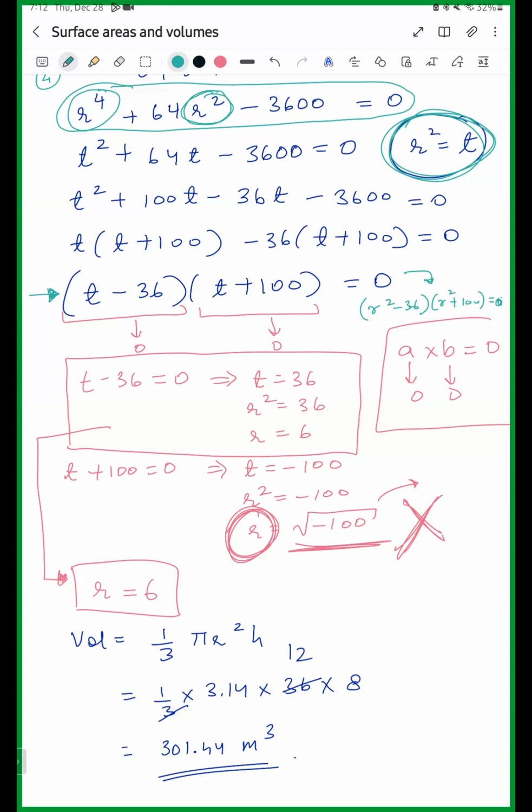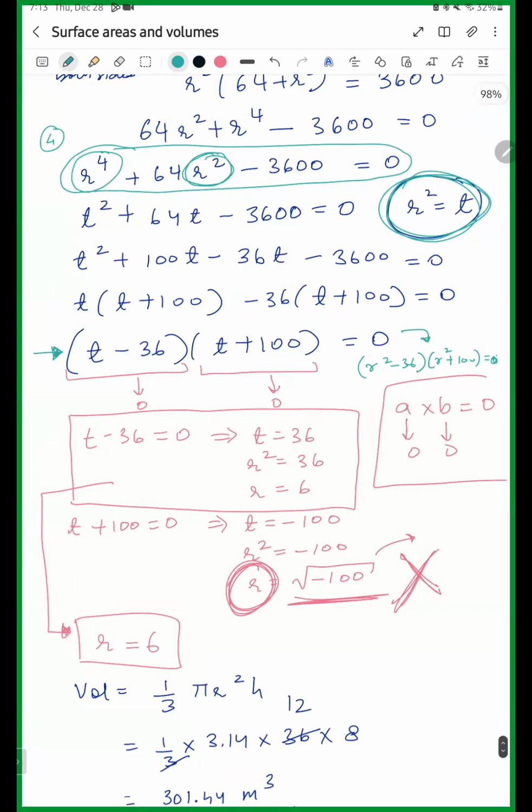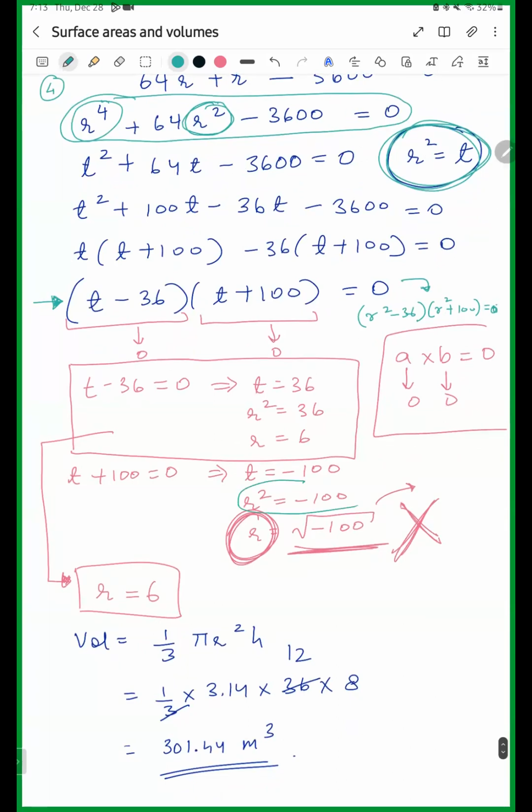But over here, the second bracket cannot be 0, because r square plus 100 equal to 0 means r square has to be minus 100, which is not possible because here r is a radius. How can length be an imaginary number, right? So we discarded the second possibility and said r square minus 36 has to be 0. That is why r square minus 36 is 0, meaning r is equal to 6. That is how we got r is equal to 6.